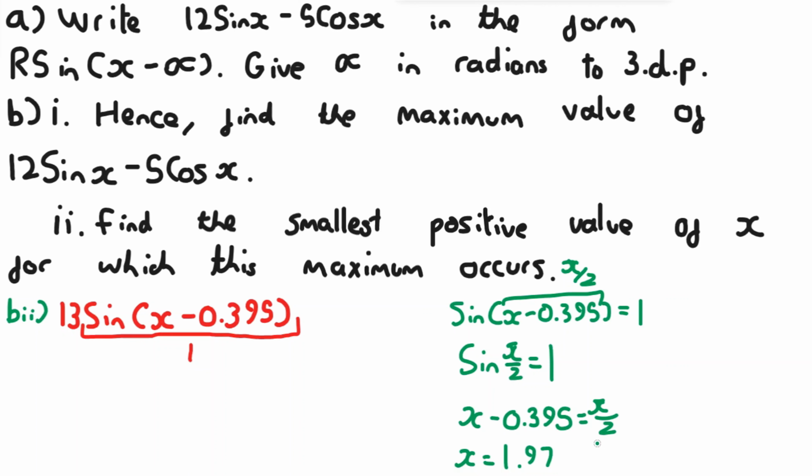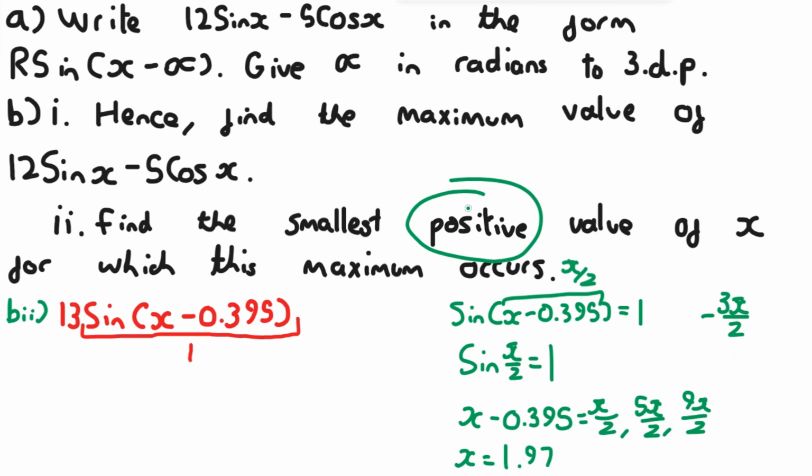Of course, this maximum occurs for other values as well, so this maximum also occurs for 5 pi over 2, for example, and 9 pi over 2. This is when sin is also equal to 1. But if you rearrange, these will all give bigger values of x and it wants the smallest value of x. There's of course negative values as well, such as minus 3 pi over 2. Sin of minus 3 pi over 2 is equal to 1, but it specifically wants the smallest positive value, and if you rearrange this in order to find x, you would get that x is a negative number. So the smallest positive value of x for which this maximum occurs is 1.97, and this is when it is sin of pi over 2.